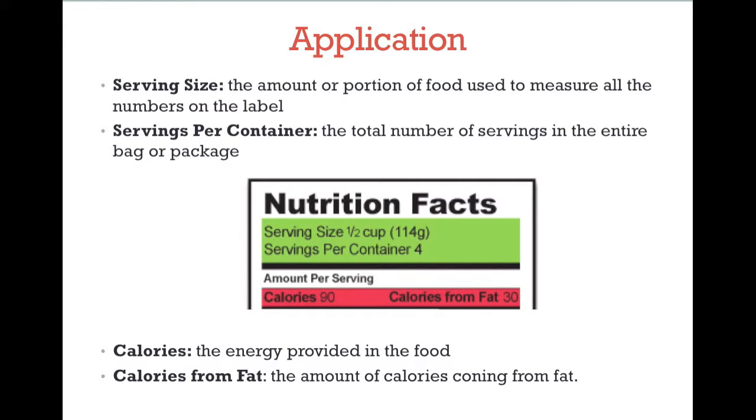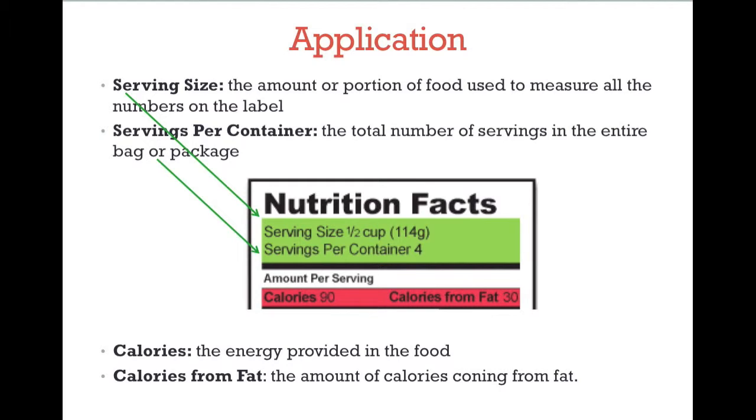Starting from the top, look at the serving size. This is the amount or portion of food used to measure all the numbers on the label. In this example, that would be measured in half a cup or weighed on a scale as 114 grams. The serving size is also often the recommended portion. Servings per container is the total number of servings in the entire bag or package. In this example, the package contains 4 servings.